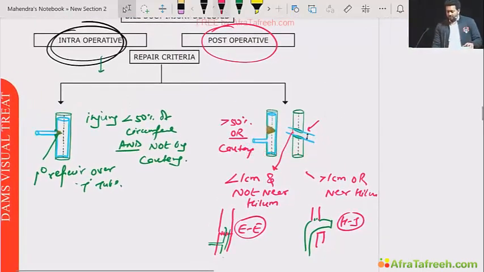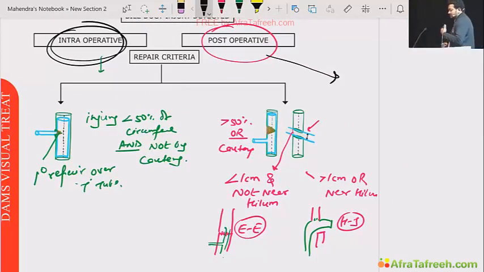Now the post-op period. How does the patient come? Suppose you have done a laparoscopic cholecystectomy and you discharge the patient the next day or maybe on the same day. The patient will come to you after 2-3 days with complaints of pain, fever, and jaundice. At this time, if you explore the patient, the edges are inflamed, and if you try to take a bite and do the suturing, your suture will not hold.